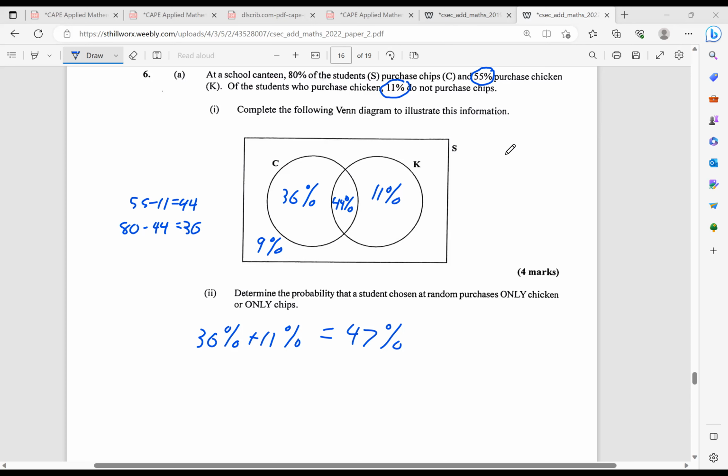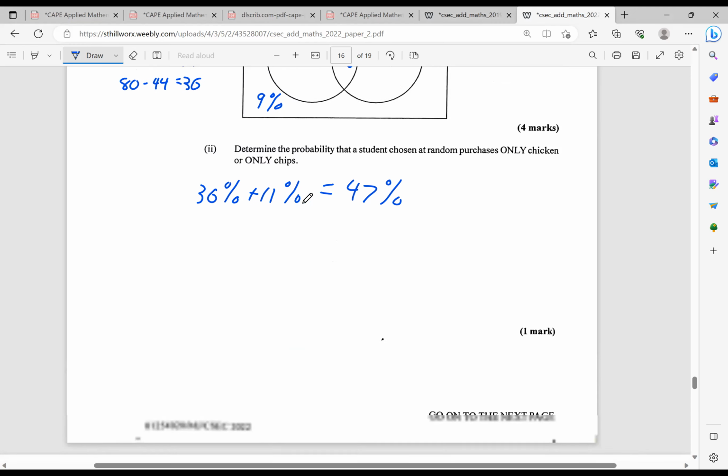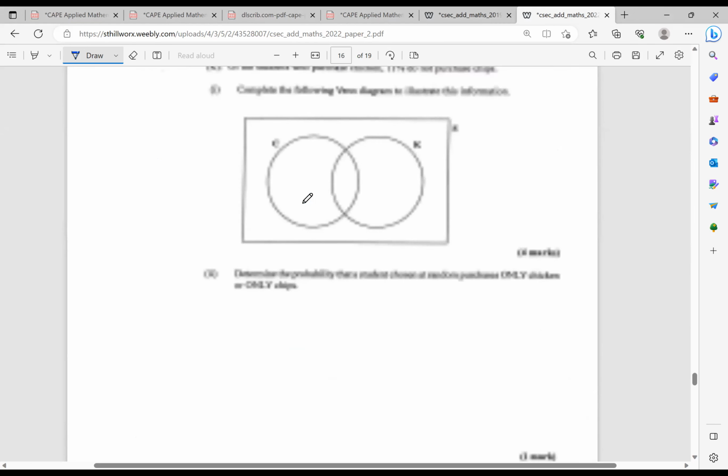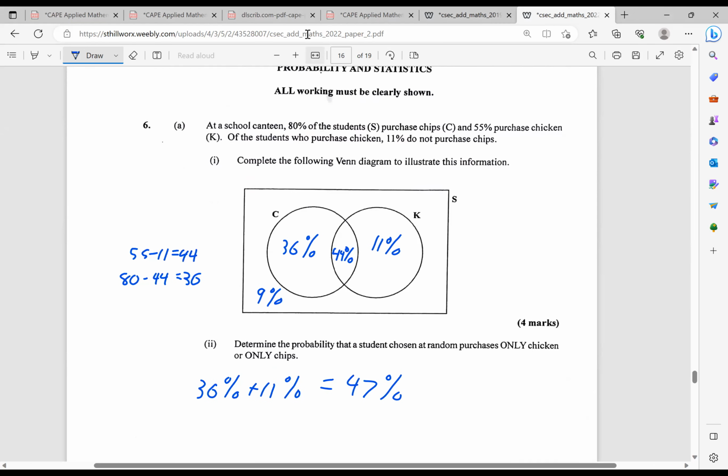Right. So good question. Is it 11% of the 55%? No. Of the students who purchase chicken, 11% do not purchase chips. It would just be 55 minus 11, not 55 by 11. All right. Okay. Let me give you another one, let's take this down.